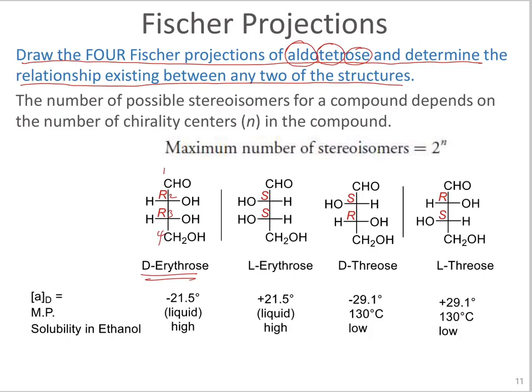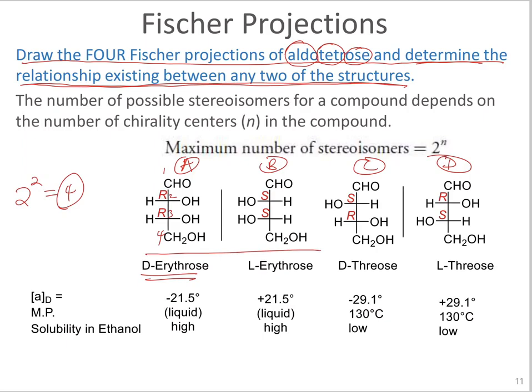What we are doing is just playing around with the stereochemistry to make sure we get 4 different compounds. So here there are 2 stereocenters, so 2 to the power of 2 gives us 4 stereoisomers that we can draw. Now, determine the relationship existing between any 2 of these structures. Let us count this to be A, B, C, and D. If we look at structure A and B, there is a mirror image, which means these are going to be enantiomers.